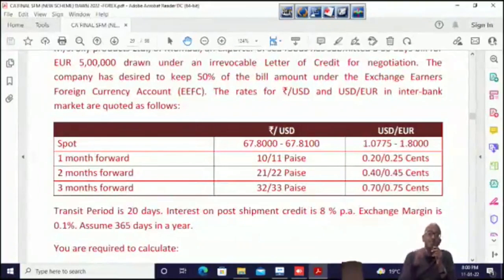Secondly, transit period is not associated with an usance bill. Transit period is associated with a sight bill. You must be knowing what a sight bill is. You must have done it in law. Can I have the knowledge from you? What is a sight bill?